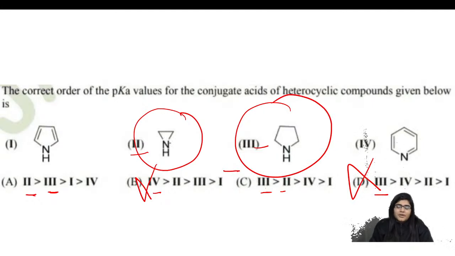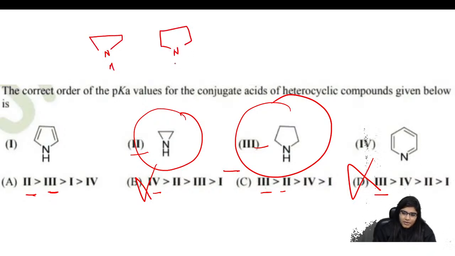Okay, now we have to compare these two compounds. Let's suppose I have a 3-membered ring over here and a 5-membered ring. So this angle is approximately 60 degrees. It is a rough angle; definitely it's not going to be exactly 60 degrees because you have nitrogen, so it's going to be less than 60 degrees.